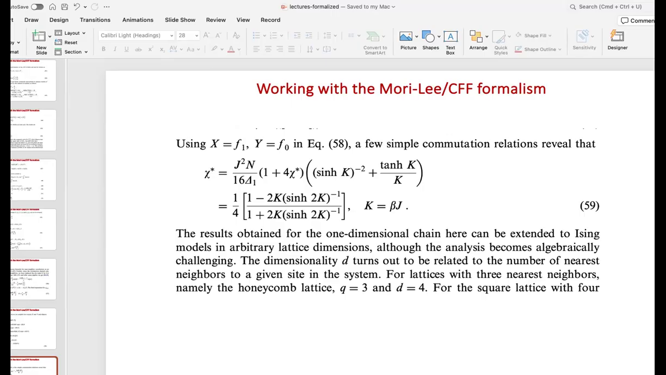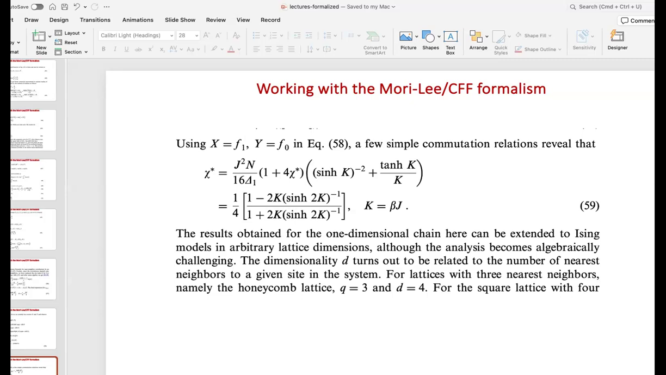So using x to be f1 and y to be f0, that means y dot is f1. If you do that in equation 58, the previous equation, bang, you get this result. And it has this beautiful form in which you can place it. So this is the chi star, that complicated quantity, and it can be shown to be 1 minus 2k sinh 2k inverse. So this is like a cosec 2k and 1 plus 2k cosec.